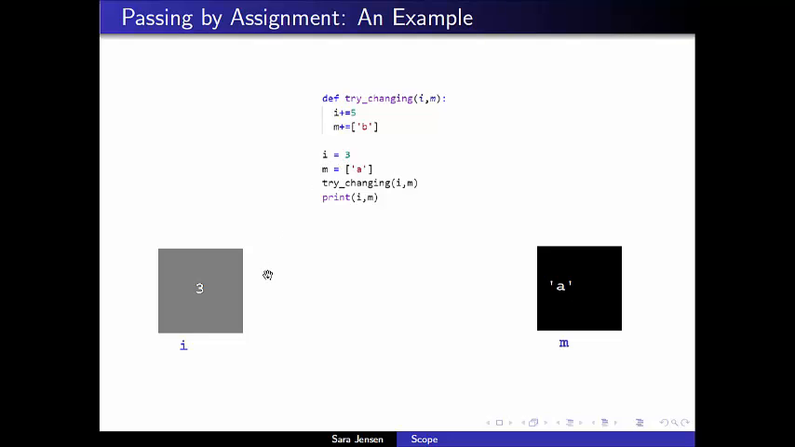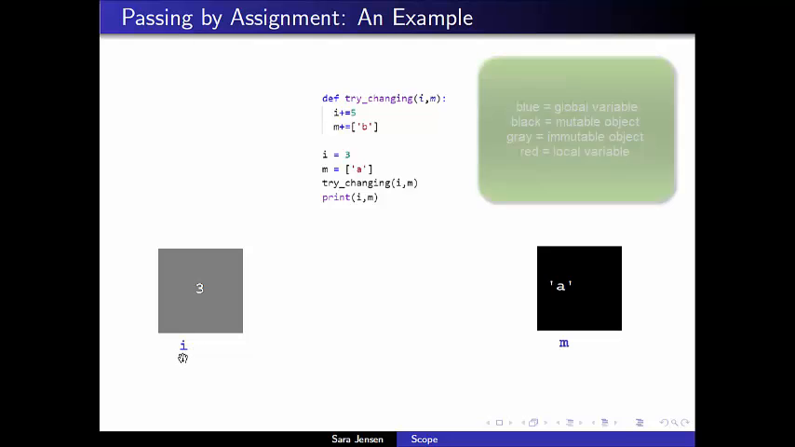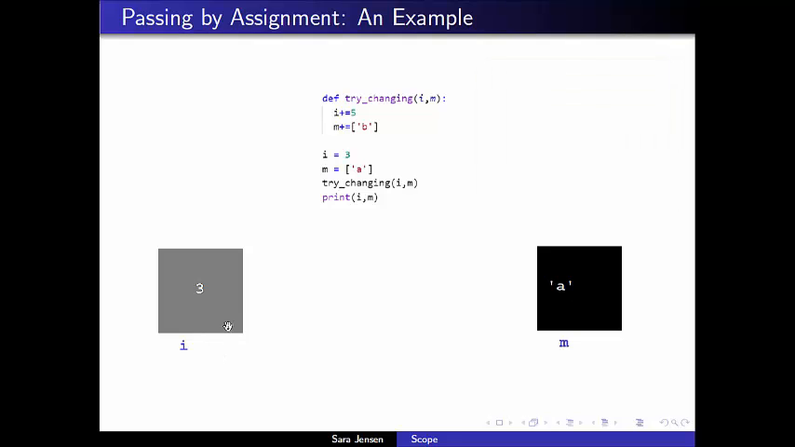So to begin with, when our code starts, it starts right here by creating a variable I that has a value of 3. So the computer makes a spot in memory that holds the value of 3 and assigns this global I to it. I'm using blue to represent my global variables in this example, black to represent mutable objects, and gray to represent immutable objects. That's why the I is corresponding to a gray thing, and the M for mutable is corresponding to a black thing.